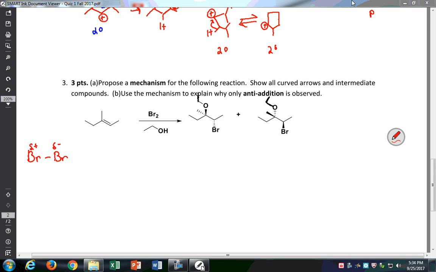Also, bromine's a great leaving group. So if our double bond attacks one of the bromines, the other bromine's going to leave. It's a good leaving group, and that makes sense. So our electrophile is one of our bromines of our Br2. Doesn't really matter which one. So our pi bond can attack our bromine.